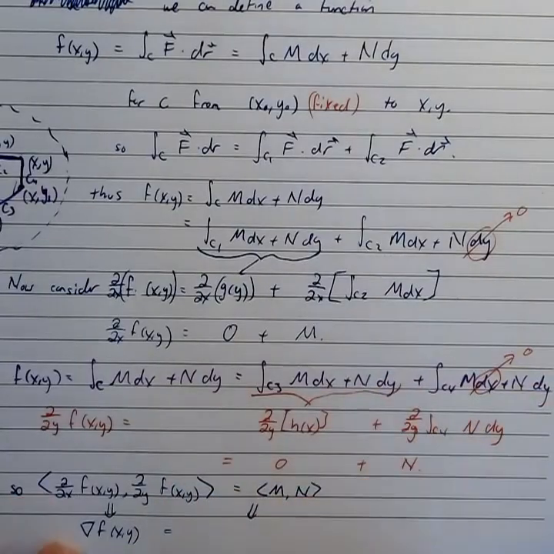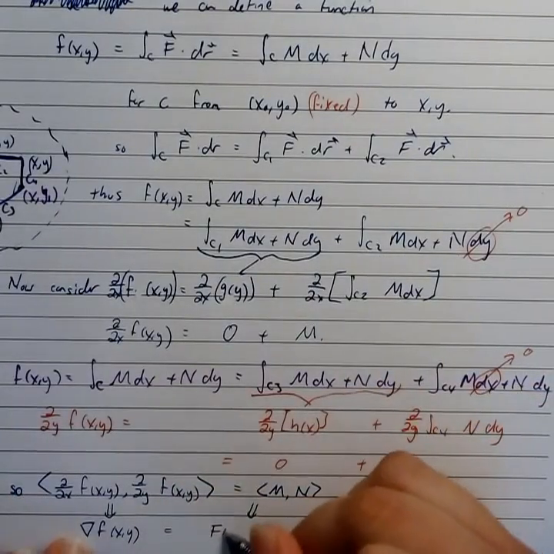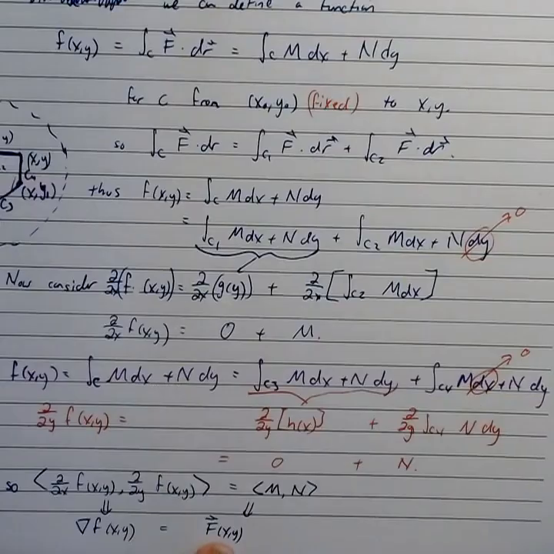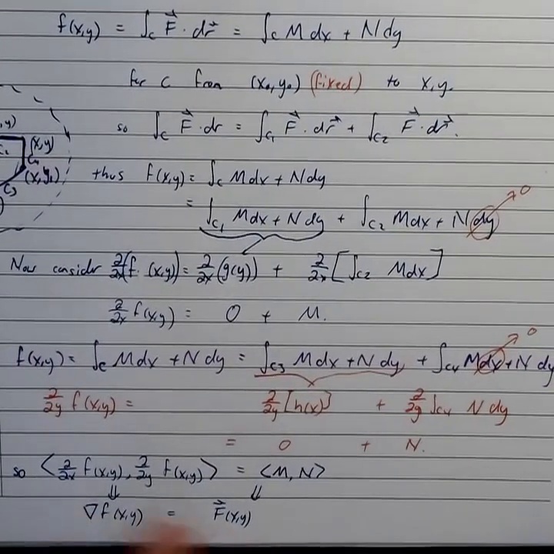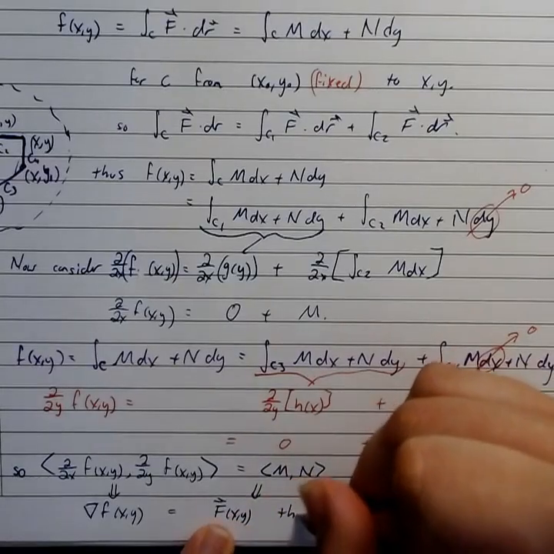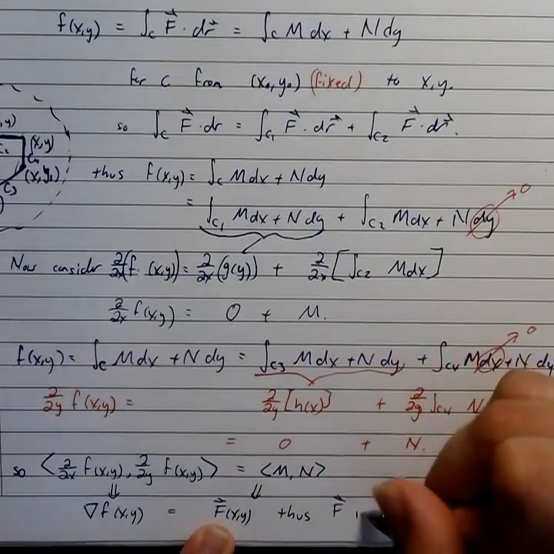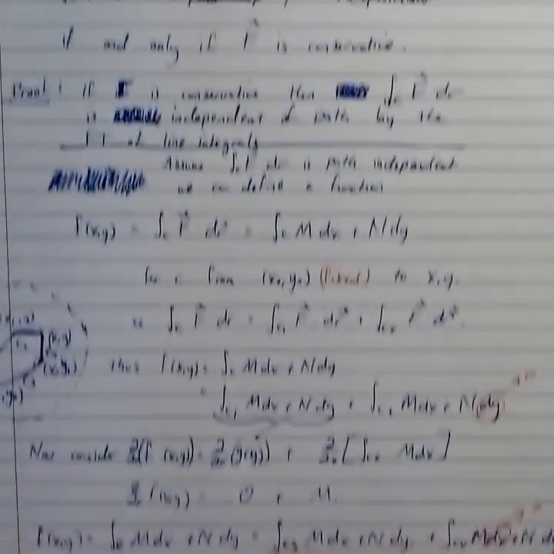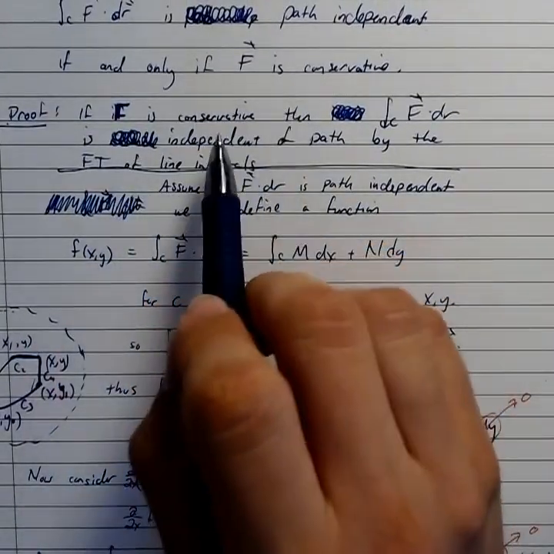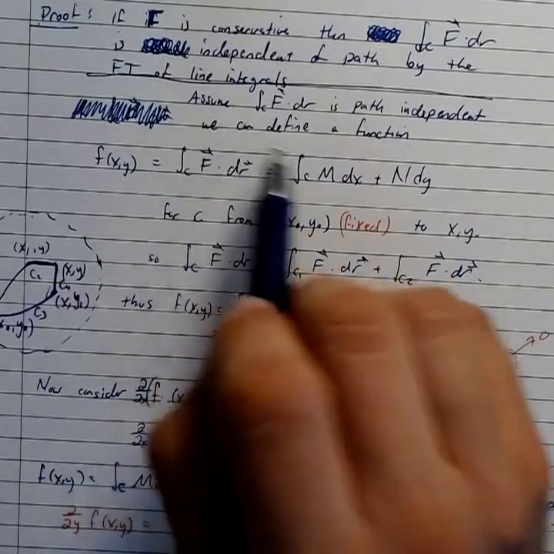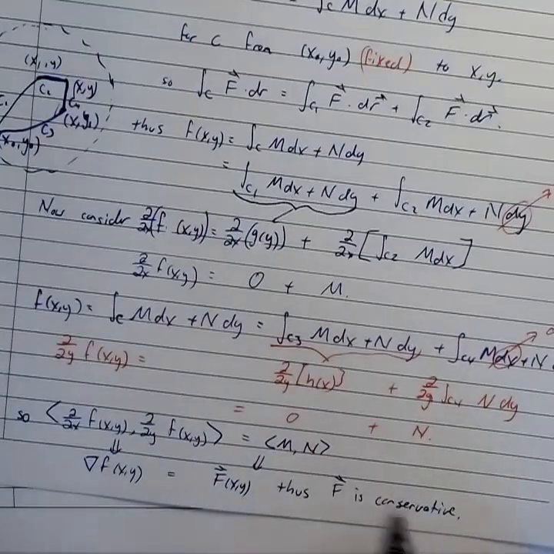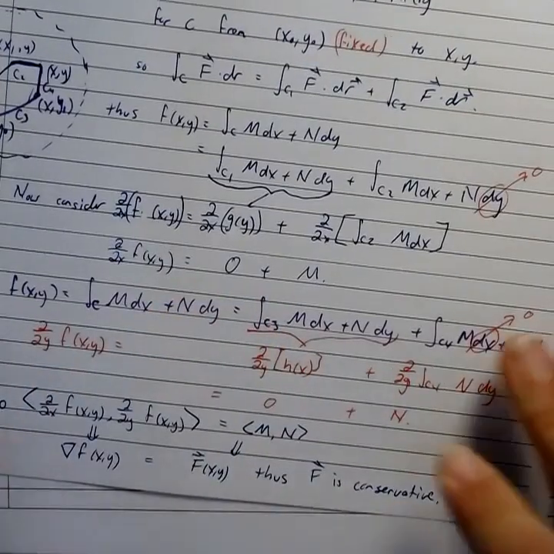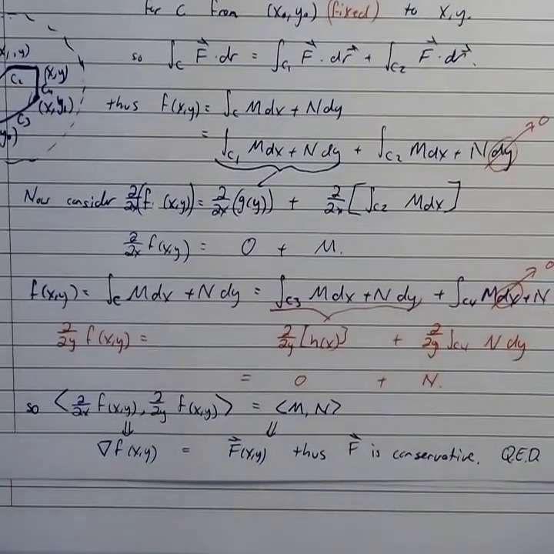So here we have found a function whose gradient is our vector field. Oh, but by definition, that means that vector field is conservative, because that's what it means to be conservative. You have some function whose gradient gives you your vector field. Thus, F is conservative. Okay, so we've proven both directions. If you have a conservative vector field, then it's path independent. If you have something that's path independent, then you have a conservative vector field. So it's true in both directions. And that concludes our proof. All right.